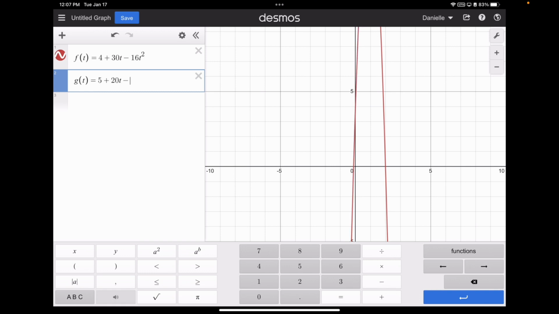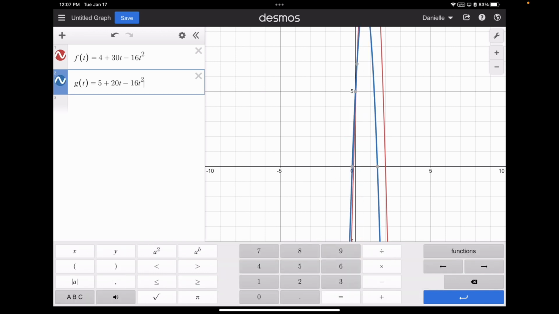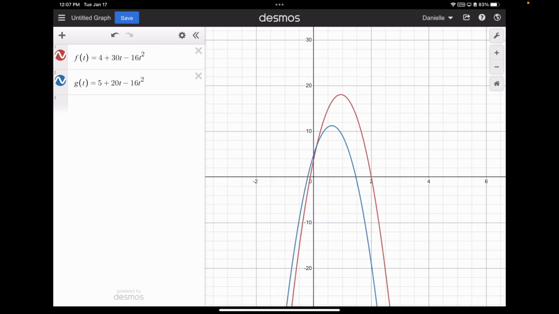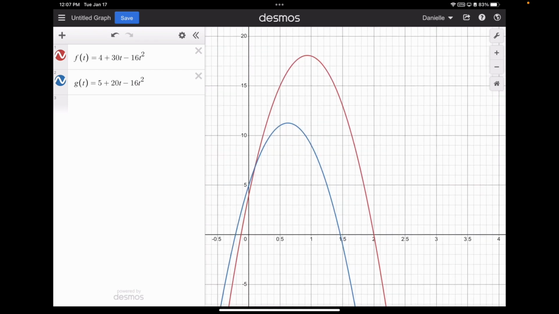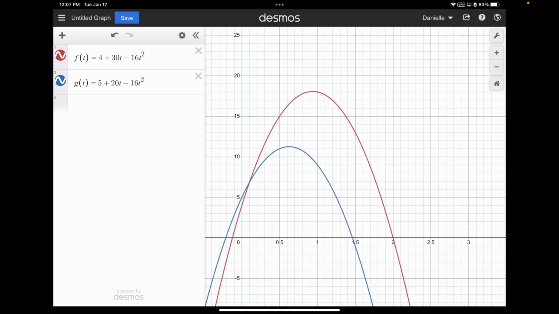minus 16t squared. Okay, so I have red as rock A and blue as rock B. I'm going to squish this down and then zoom it in a little bit so we can actually see a little better what we have.